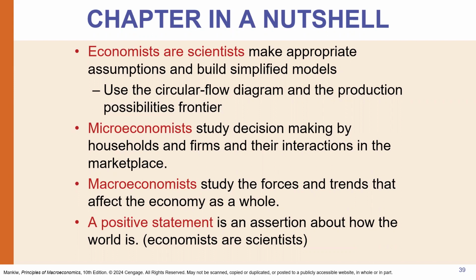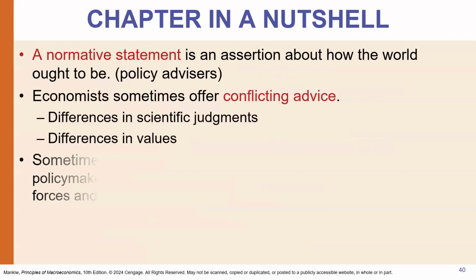Microeconomists study decision-making by households and firms, and their interactions in the marketplace. So the microeconomists look at the decision-making of all the individuals. The macroeconomists instead study the forces and trends that affect the economy as a whole. So it looks at the aggregate behavior of a group of individuals. Then we also introduced the concept of positive and normative statements. A positive statement is a description of the facts. A normative statement normally includes some recommendations.